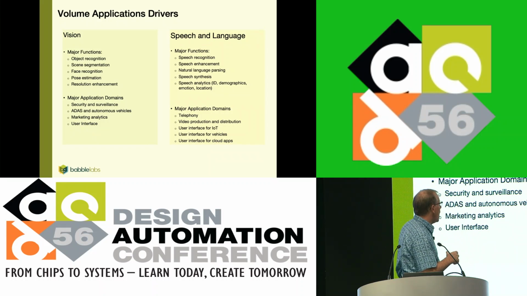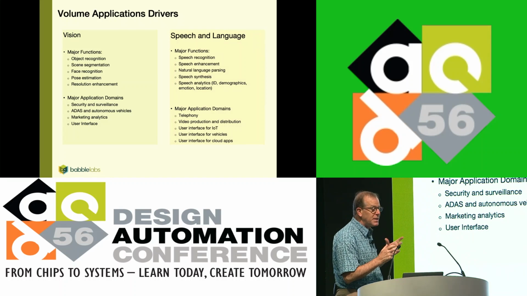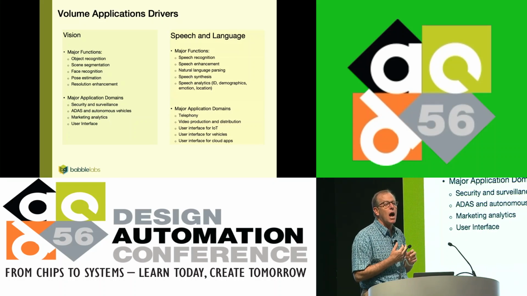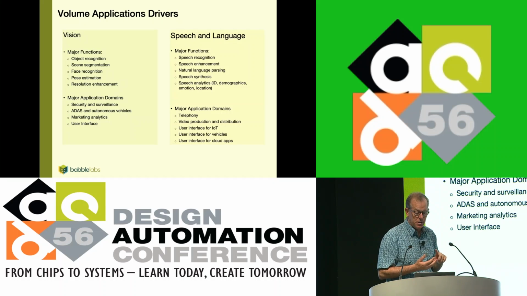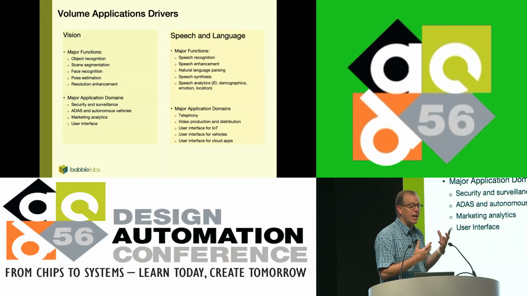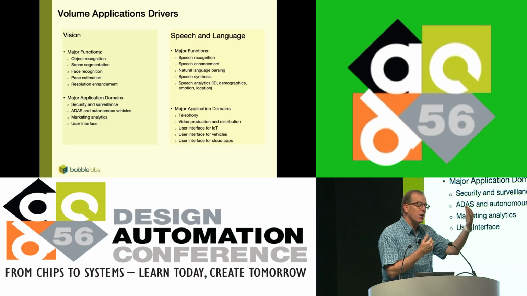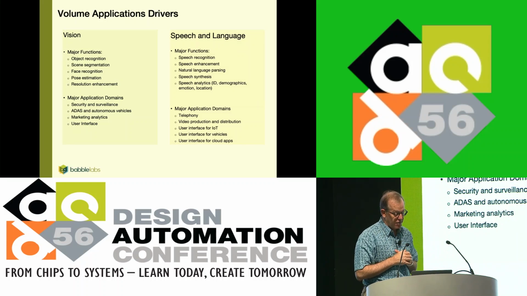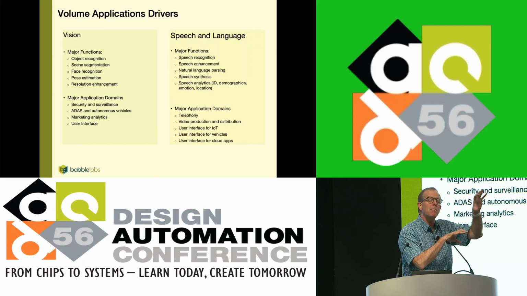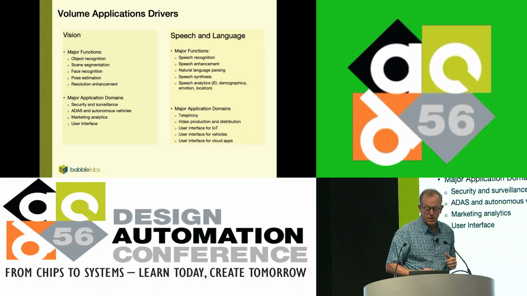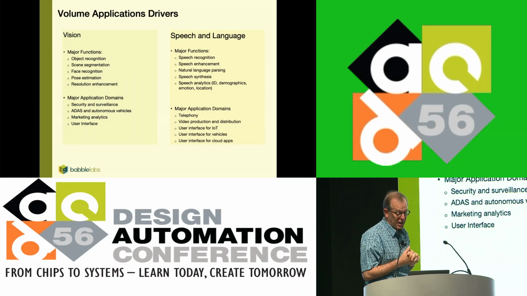So what we find is that it applies in toy problems, like toy dogs, but it really is having an important impact across a range of different kinds of functions, particularly around vision and speech and language, where the kinds of vision functions that dominate are things like object recognition, scene segmentation, face recognition, pose estimation, resolution enhancement, and where we then take those things and apply them to security and surveillance, or autonomous vehicles, or advanced driver assistance, or to marketing analytics, or to user interfaces. And it's important to keep in mind the functionality of the individual functions and how it can potentially map to the applications.